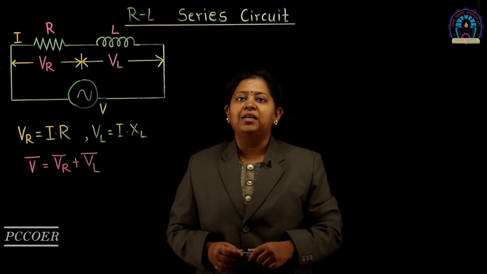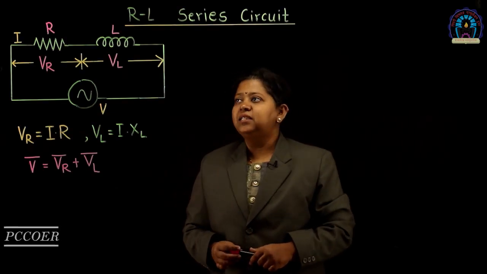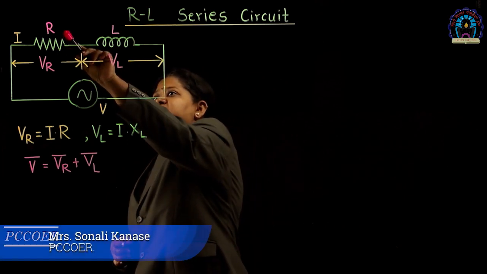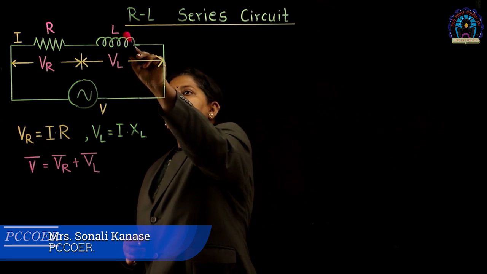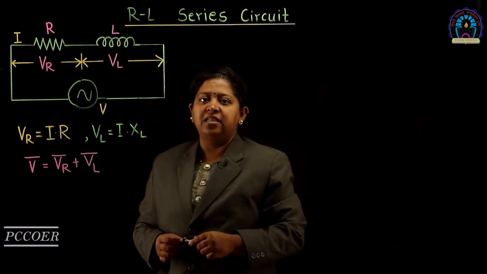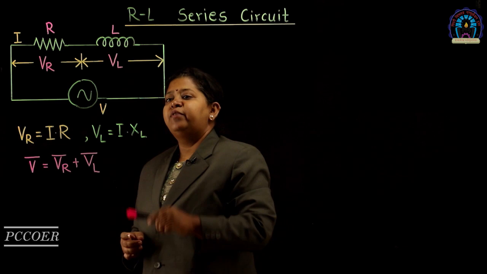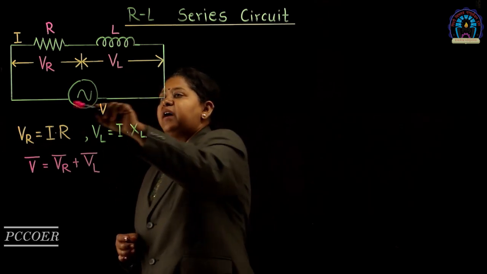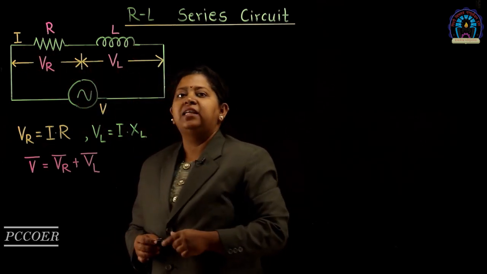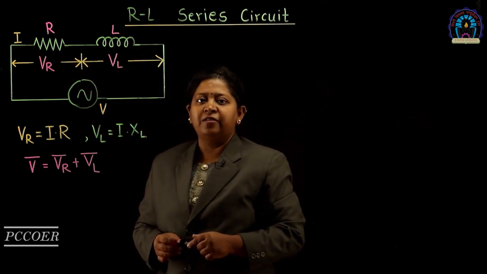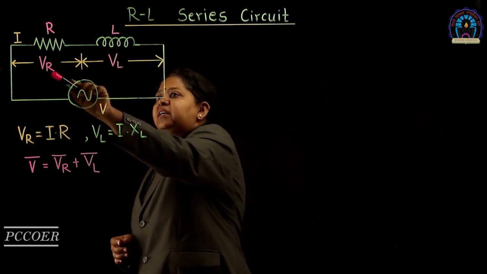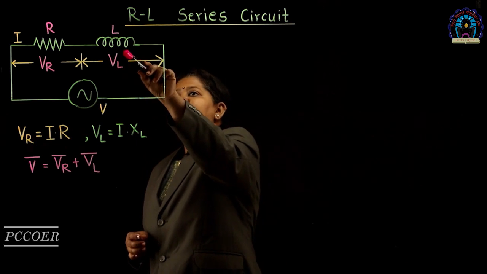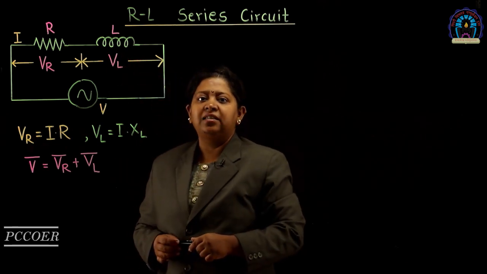I am going to explain the RL series circuit. Consider an RL series circuit with a resistor of R ohms and an inductor of L Henry connected in series. This is given a supply with a voltage source of V volts. A current of I amperes starts flowing in this series circuit, because of which a voltage drop of VR takes place across resistance R, and a voltage drop of VL takes place across the inductor of L Henry.